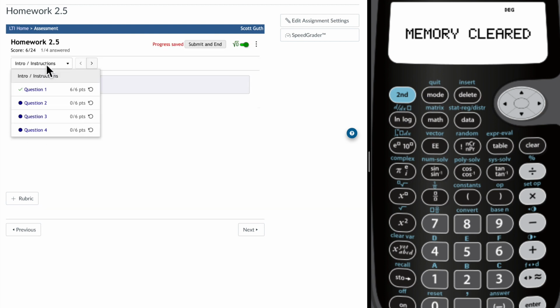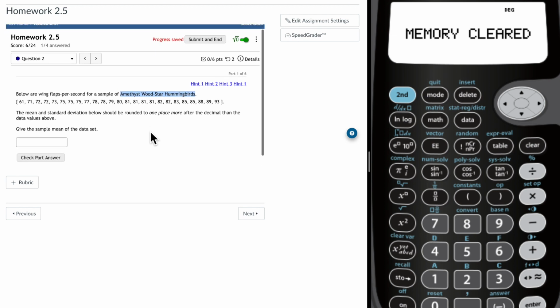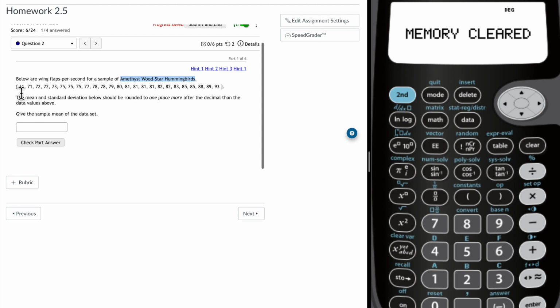I'm going to pick a problem I haven't done. So I think I'll jump up to question 2. This one has a smaller data set with it. These are the amethyst woodstar hummingbirds again. Little randomization with these numbers, so they're based on real numbers, but they're not actually real numbers. Anyway, so I've got to key all these values in to the calculator.